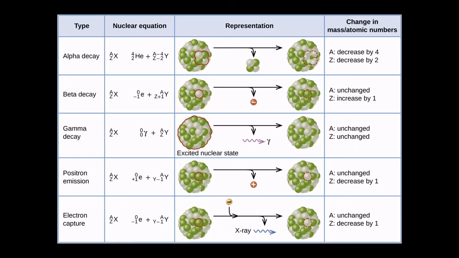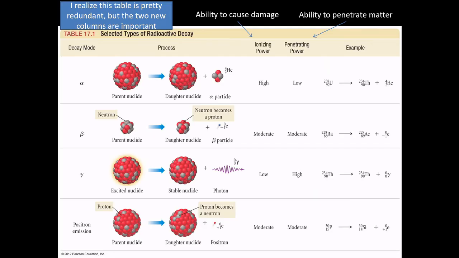Alright, so there's another handy little table here for you to use as you're studying and as you're working through the homework. It's a nice little guide for what happens in each of these different situations. So there's just a generic nuclear equation here, how it can be represented graphically, and then how it changes the mass and atomic number for the daughter nuclide that is created. So we'll call it there for this one.